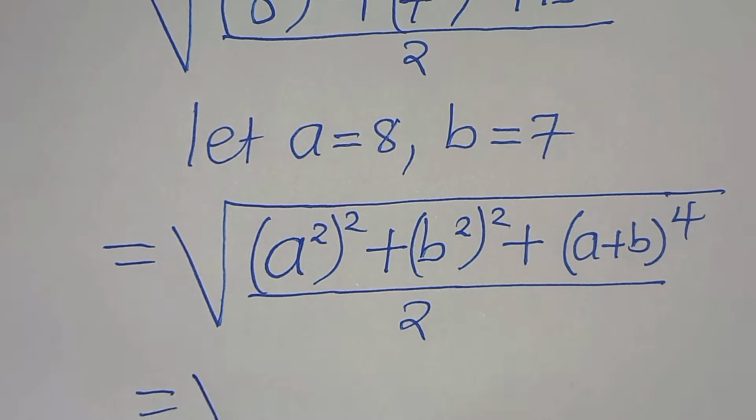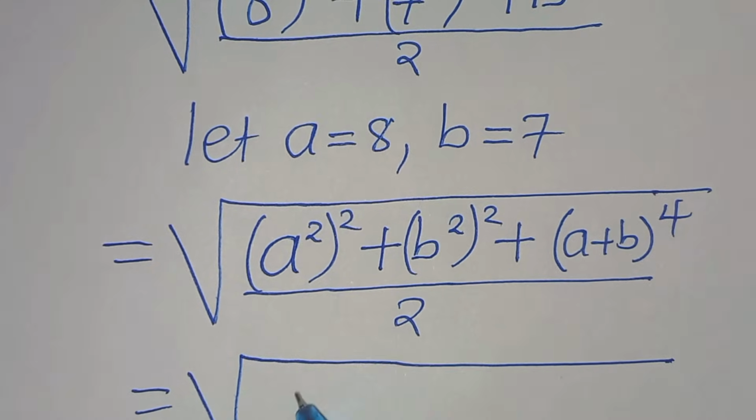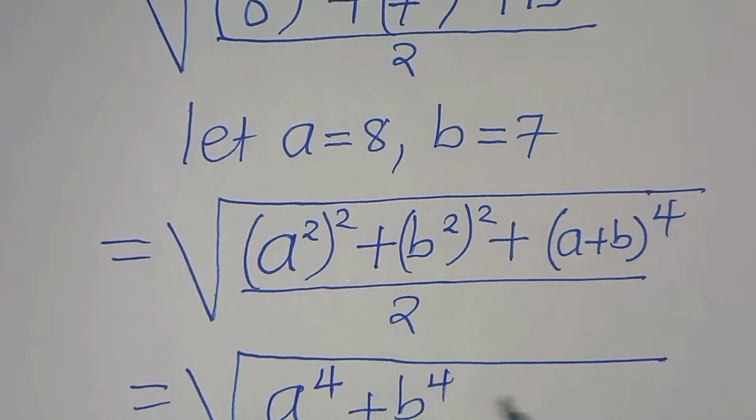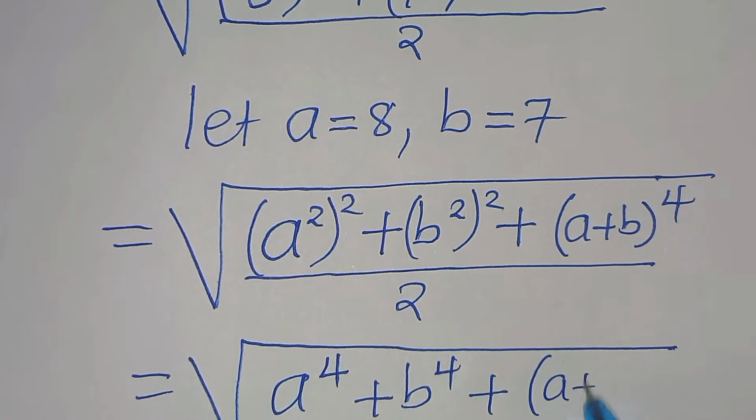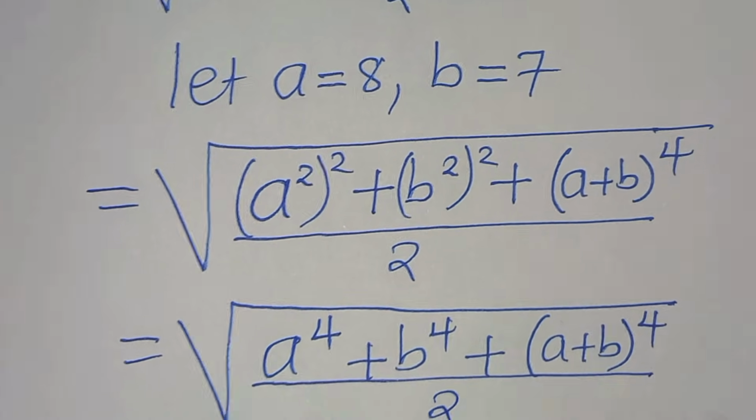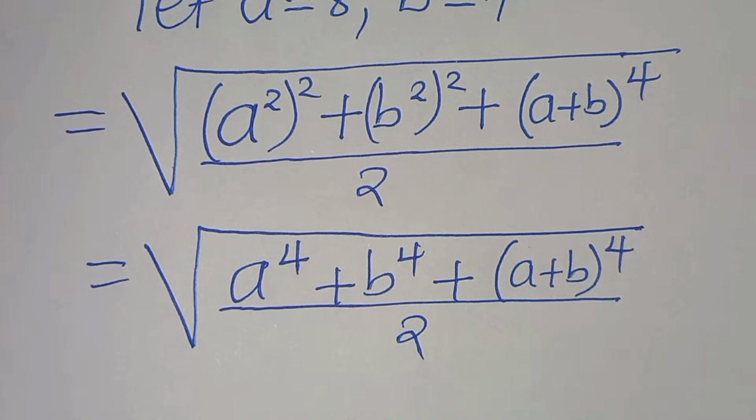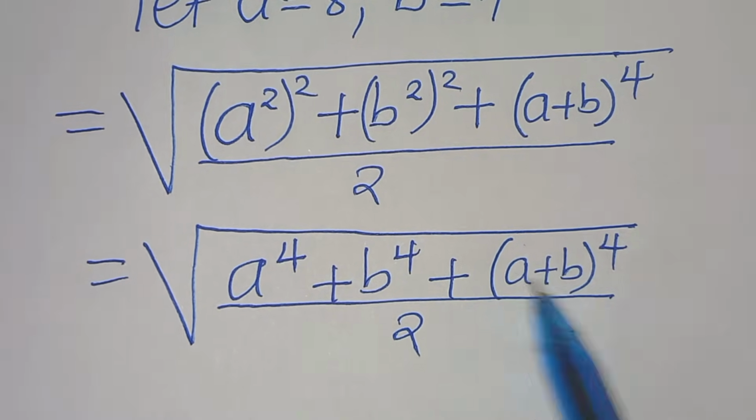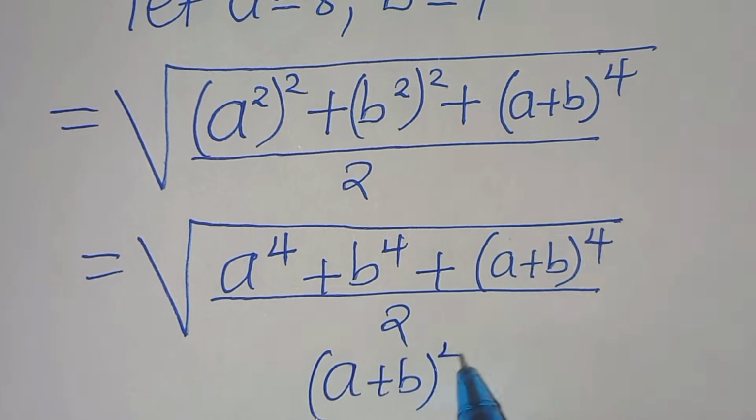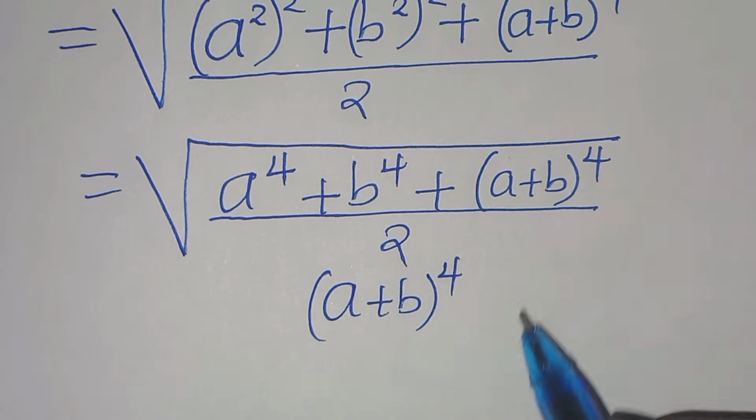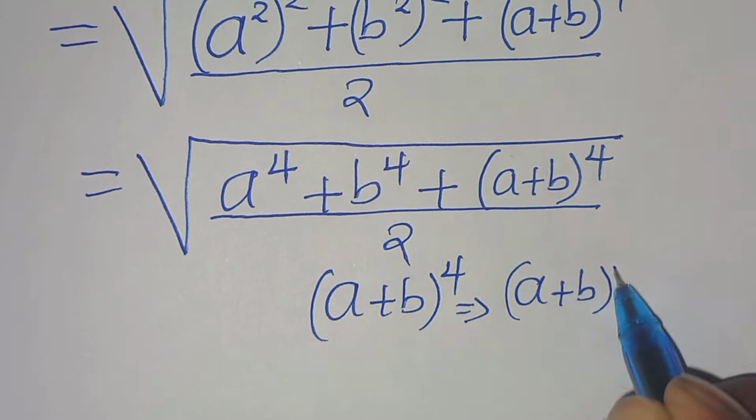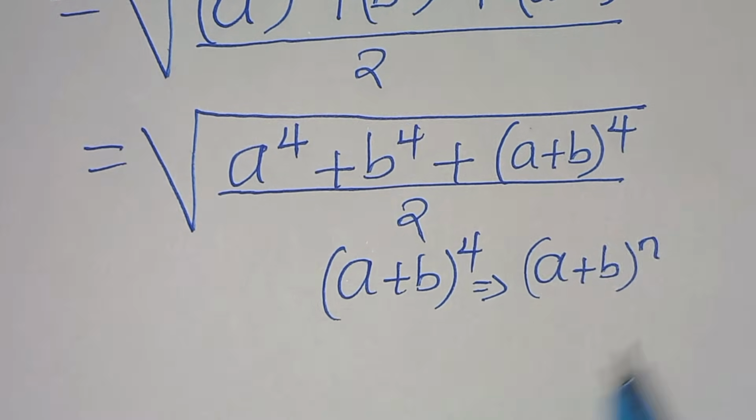So we have here the square root of a to the power of 2 times 2, this is a to the power of 4, plus b to the power of 4, then plus a plus b raised to the power of 4. Everything here divided by 2. Now the next step is that we have a plus b to the power of 4. So we can apply the binomial expansion here.